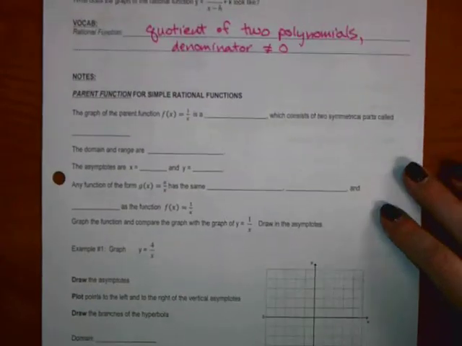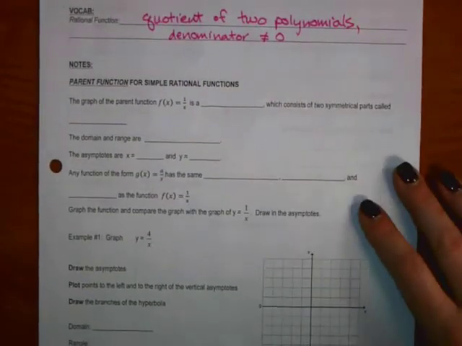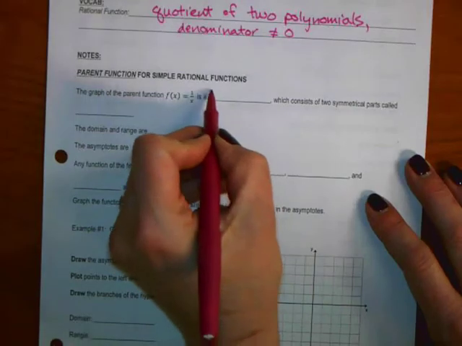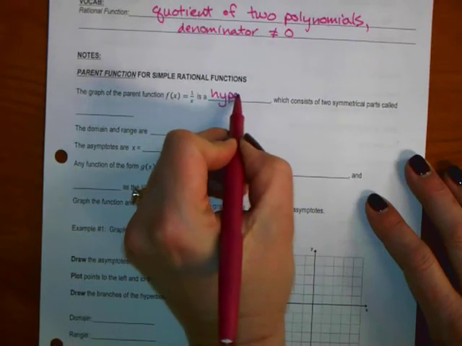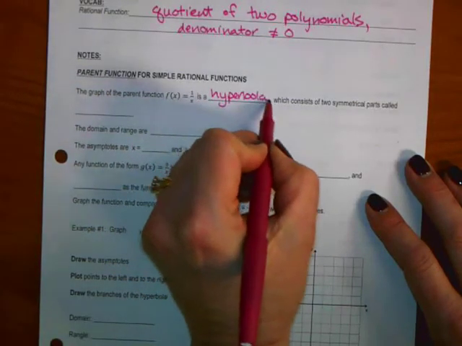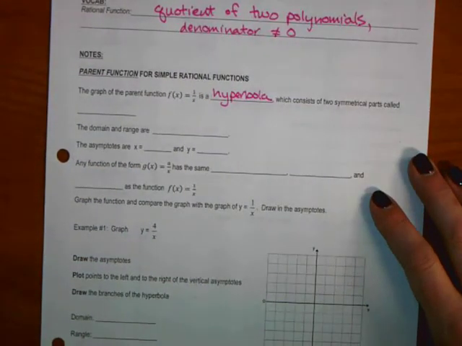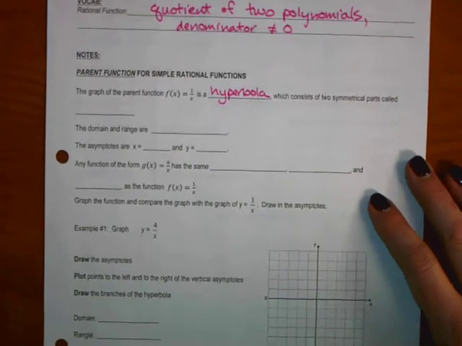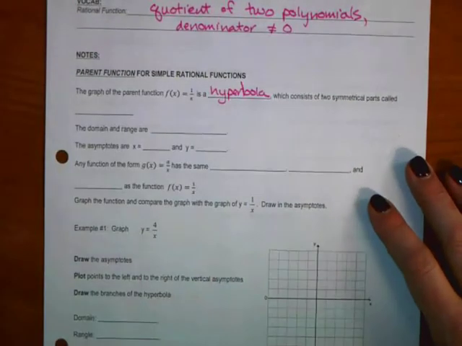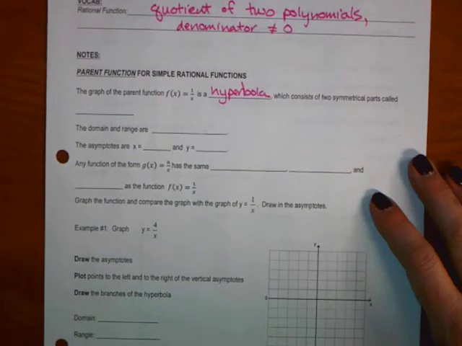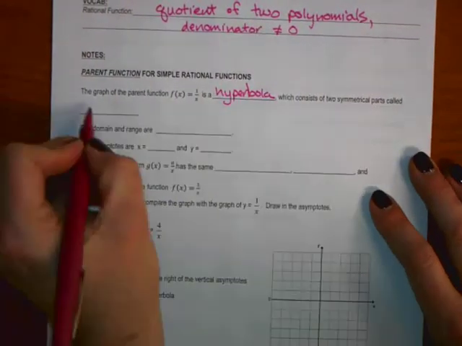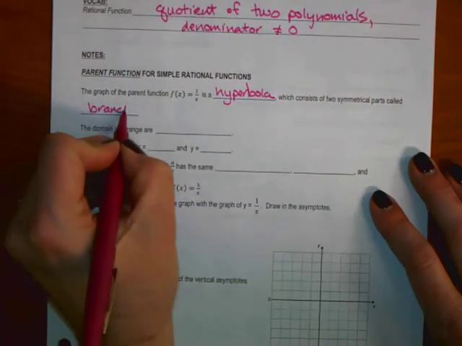So the parent function for simple rational functions. The graph of the parent function, f of x equals 1 over x, is a hyperbola. Do you remember hyperbolas? From conic sections? Yes, chapter 9. A hyperbola consists of two symmetrical parts called branches.